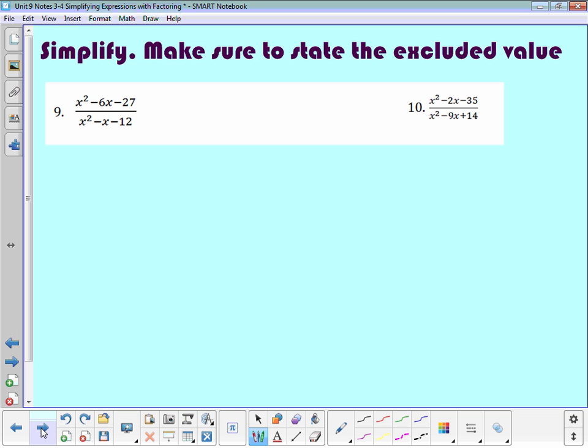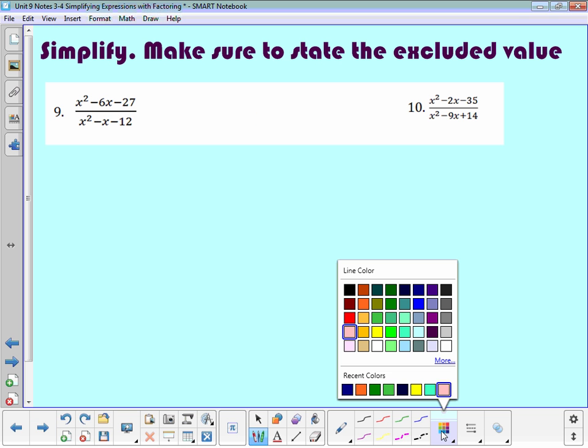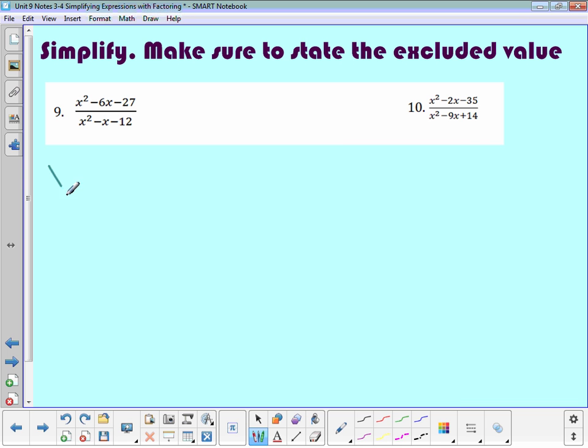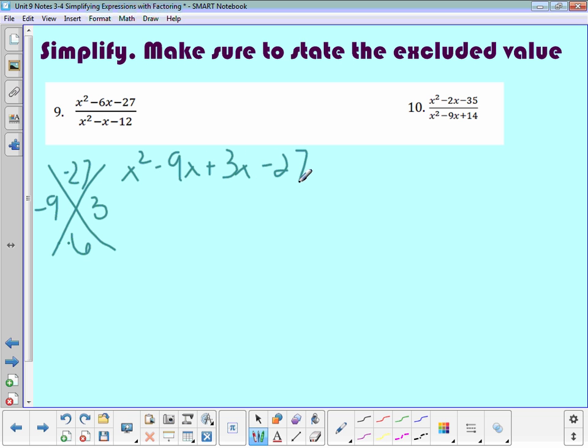All right, let's take a look at number 9. Number 9 can be really confusing, likewise number 10, because you have to factor twice. That's why we've been making you do the x so much, because we want you guys to be able to factor quickly. So here we're multiplying to negative 27 and adding to negative 6. So that's negative 9 and positive 3. Let's go ahead and factor that out. So we have x squared minus 9x plus 3x minus 27. Now we're going to factor that by grouping.